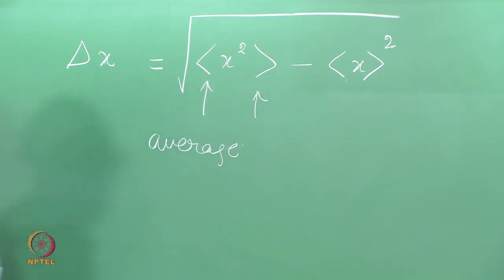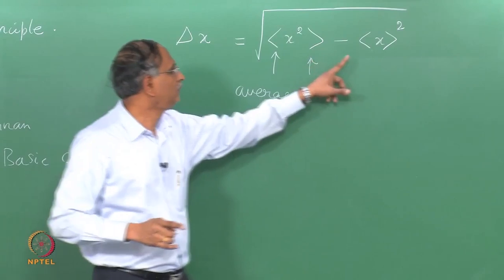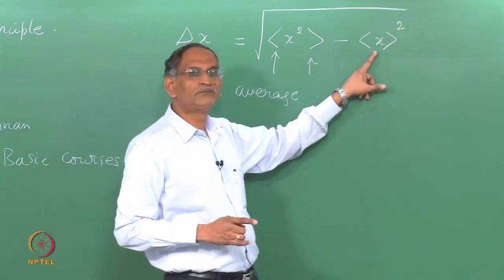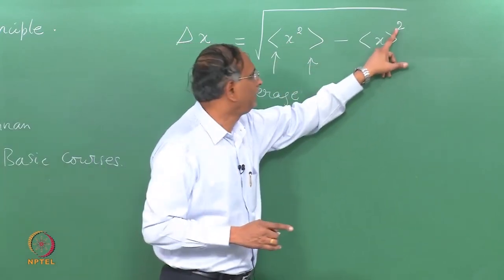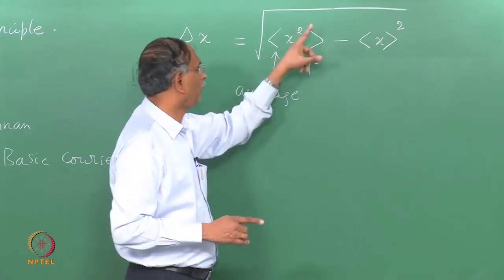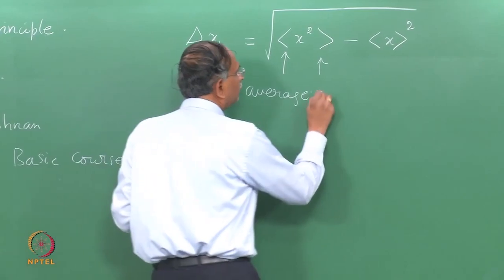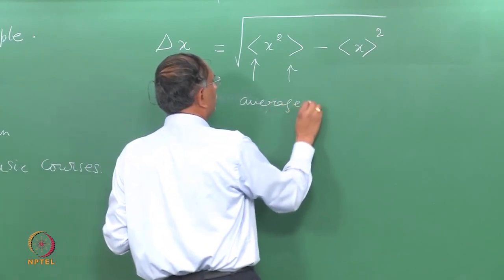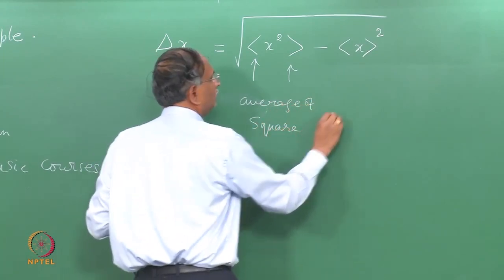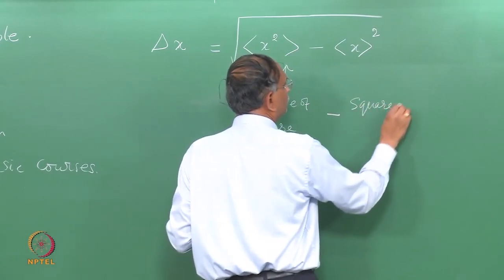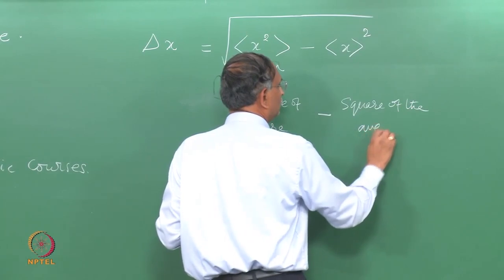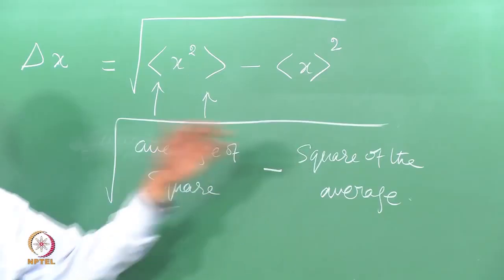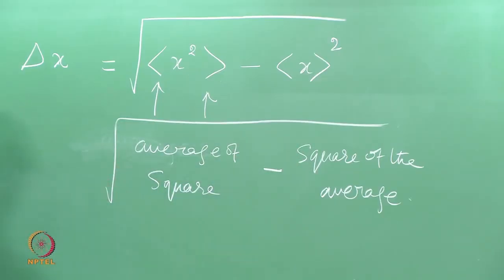What is inside is the one for which the average is taken. Therefore, the average is taken for the square of that value x. Here, the average is taken for the value itself and then it is squared. The difference between the two, the square root of this, is called the uncertainty: average of the square minus square of the average. This is a square root, or you can write within bracket square root.